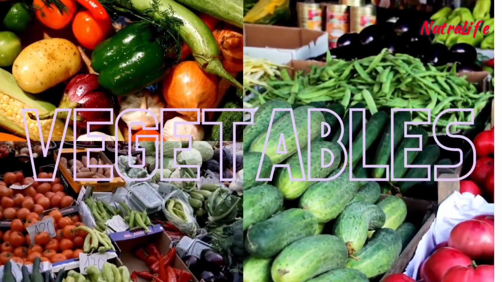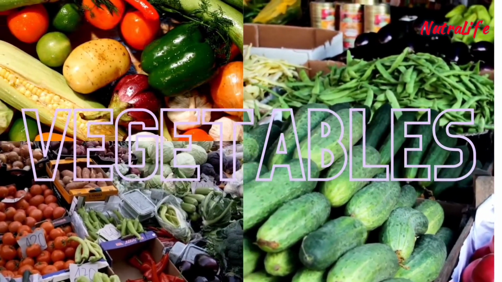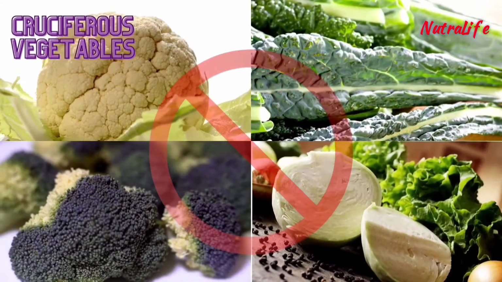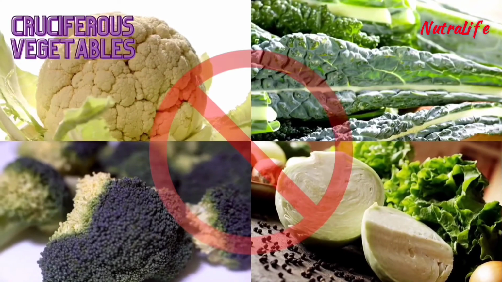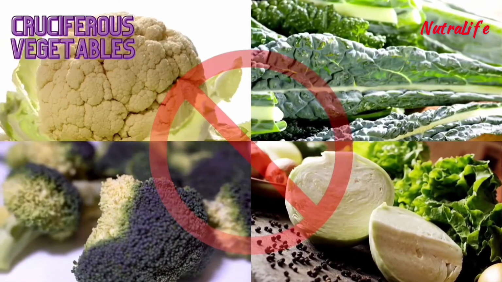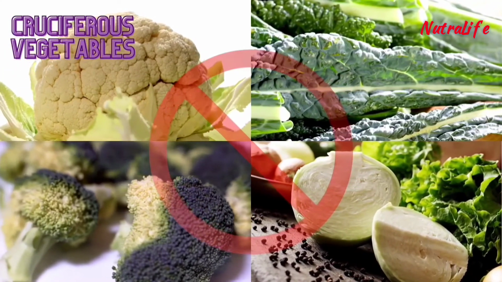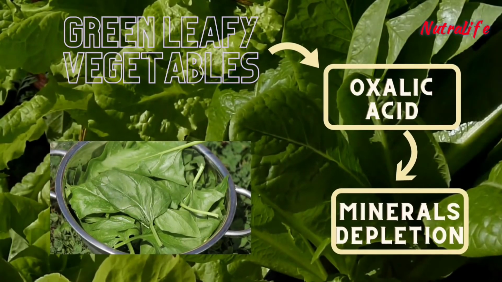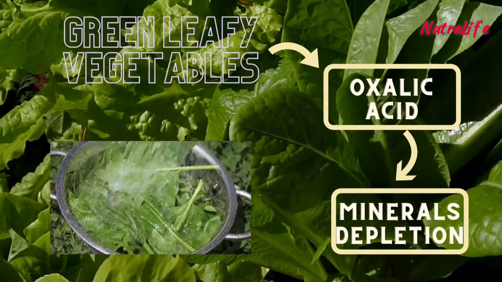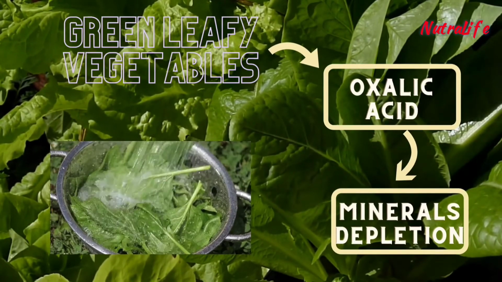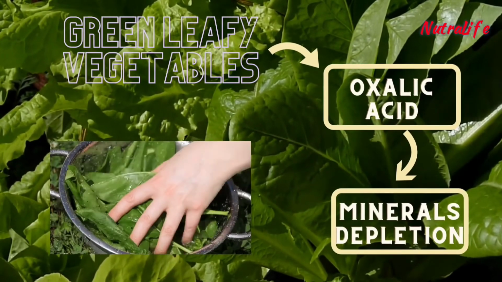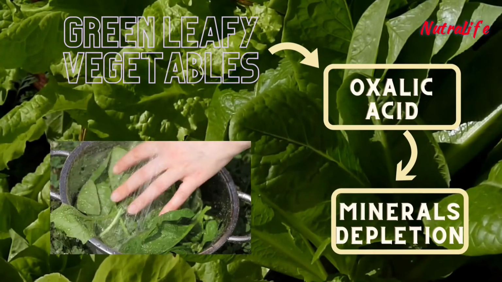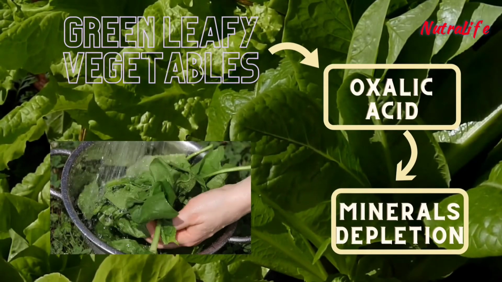You can include all vegetables in your diet except the cruciferous vegetables like cabbage, broccoli, cauliflower, and kale, because these vegetables contain sulfur and are potential goitrogens. Dark green leafy vegetables like spinach contain more oxalic acid, which can deplete minerals like calcium and magnesium. But cooking of vegetables reduces or deactivates these harmful substances.